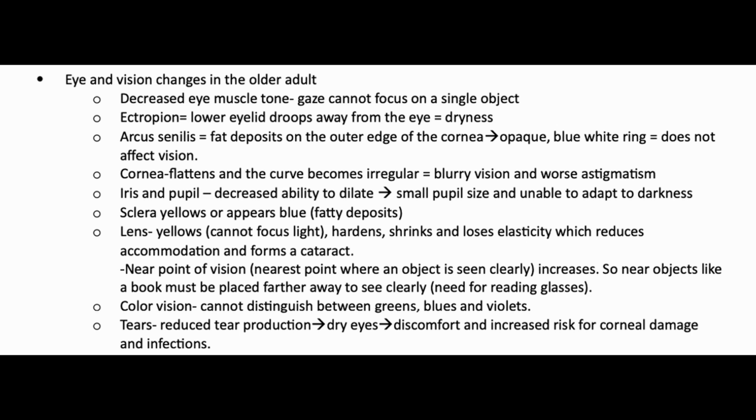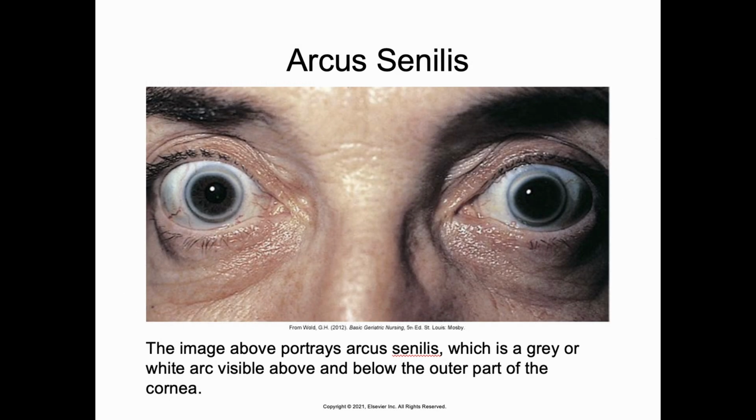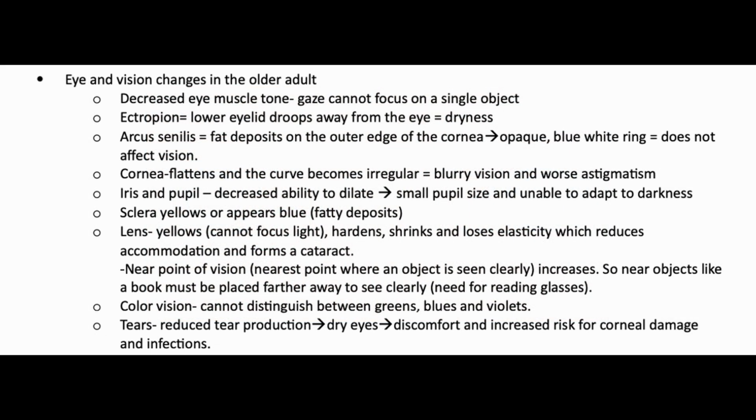Arcus senilis, this is an opaque bluish white ring within the outer edge of the cornea. It's caused by fat deposits. So these people have difficulty adapting to dark environments.